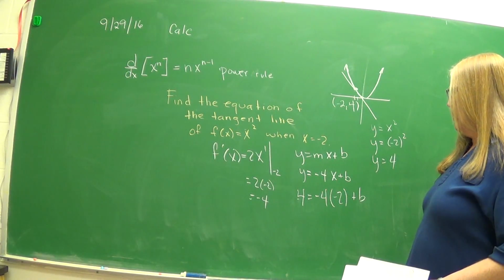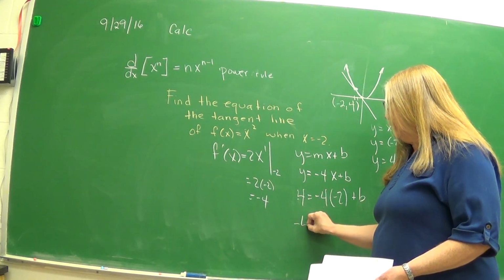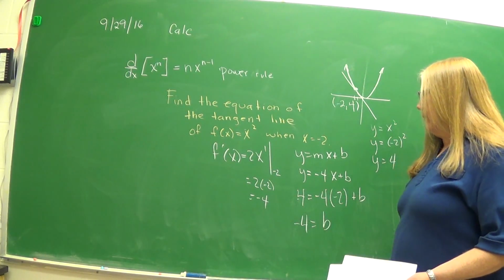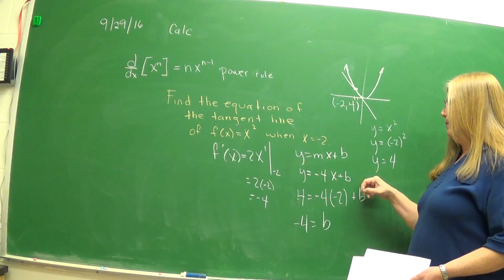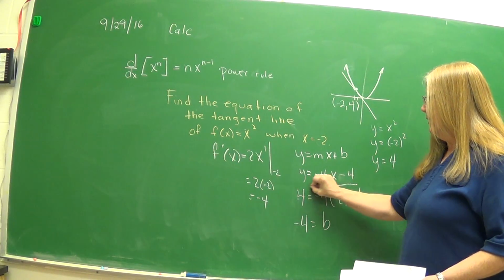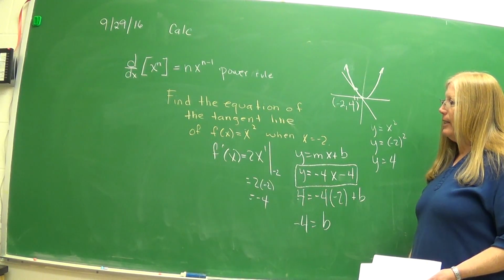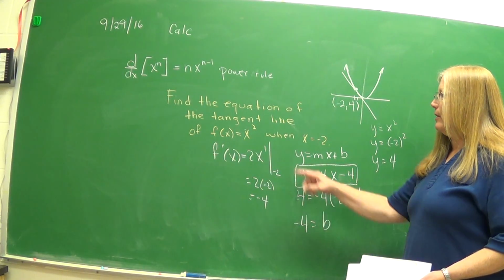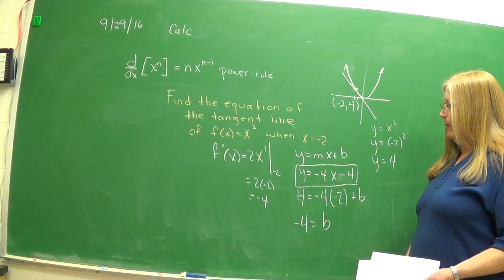So what do I get? 4 plus 8 equals b. Move the 8 over by subtraction, and I get a -4 for b. As promised, I'm going to go back up to this form and replace b with the value found, -4. This is the answer to the whole problem. It's the equation of the tangent line of this graph, y equals x squared, when x equals -2.